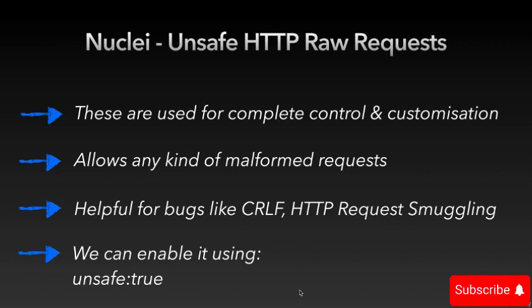So these unsafe raw requests are used for complete control and customization of the request that we are going to send to the bug bounty program's target. This allows us to use any kind of malformed request as well. This can be super useful if you are trying to find vulnerabilities like CRLF or HTTP request smuggling as well. We can enable this by using unsafe:true, through which Nuclei will automatically understand that we are trying to send an unsafe raw request.